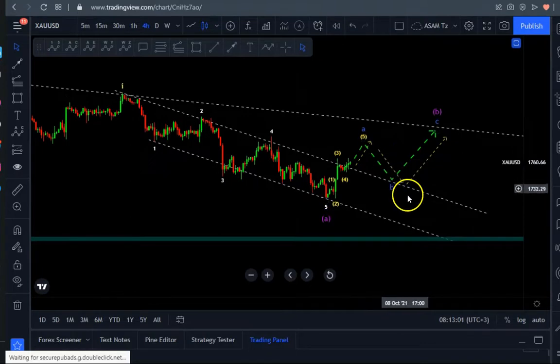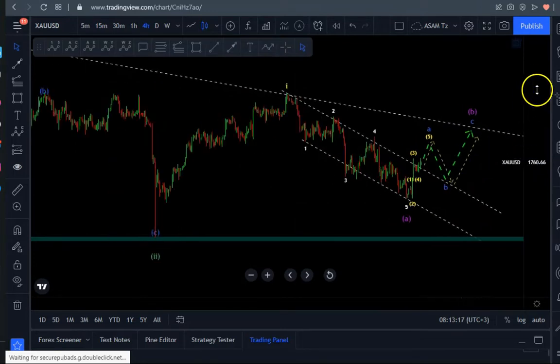Wait for retest. Wait for retest. After the retest, it can dip up to around this area, around this area, so we can buy. So our buying opportunity will start around this area. So that is an overview.